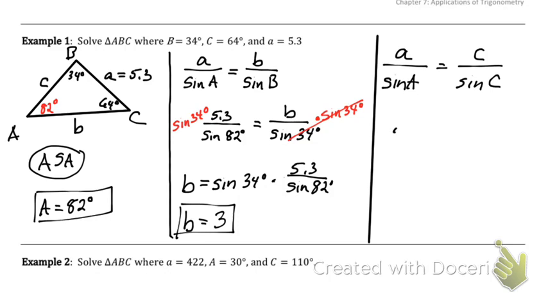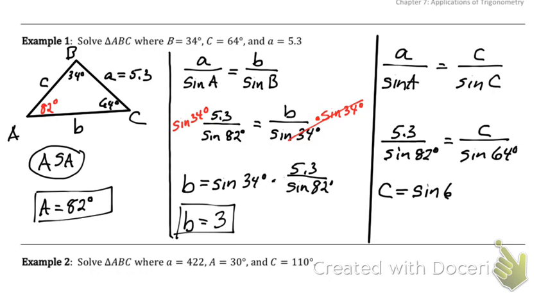So our A is 5.3 divided by sine of exactly the same, 82 degrees. That's going to equal C over sine of angle C. Angle C is 64 degrees, which means that C is going to equal sine of 64 degrees times 5.3 over sine of 82 degrees. So C is going to be about, we'll go with 4.8, about 4.8.